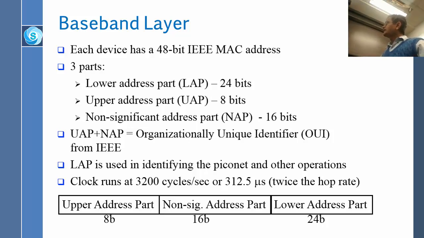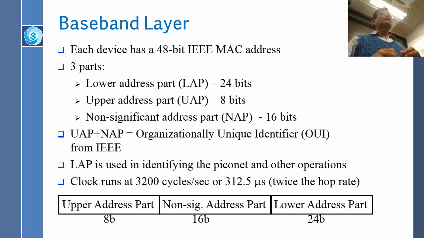All right, but that is how you define the network. The network is defined by the lowest 24 bits, right? And we already talked about the clock running at 312 microseconds and the hop rate being twice as much, which is 625 microseconds. So the key part in this slide is that out of the 48-bit address, they don't use 64-bit, as you'll see in a minute in the other technologies.